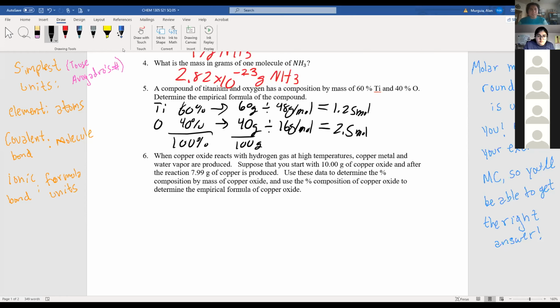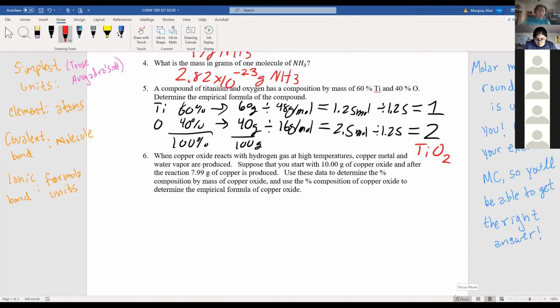And what's the next step I can do here? Divide by the lowest number. So since my lowest number is 1.25, we'll divide by that. So divide by 1.25, divide by 1.25. And what number am I going to get at the end here? 1 for titanium, 2 for oxygen. So now that I have a whole number at the very end of doing all of this, we see that we have 1 titanium and 2 oxygens. And that's the empirical formula. Exactly. So right there, let me make that red real quick. So our empirical formula would just be TiO2.